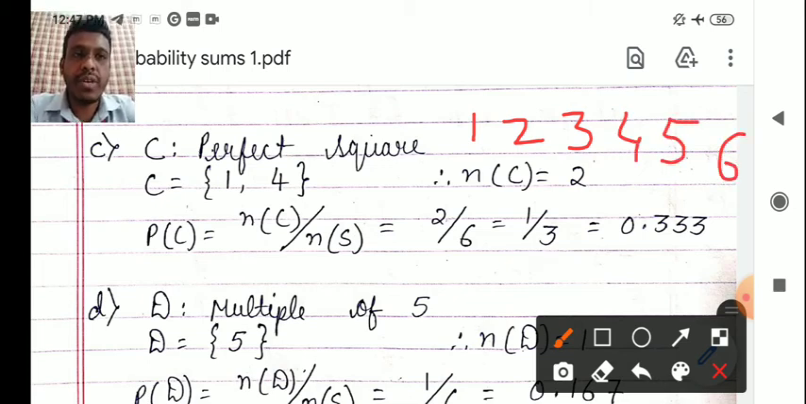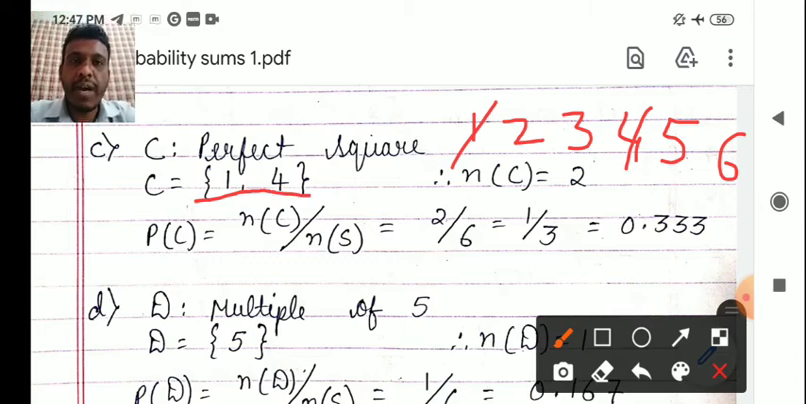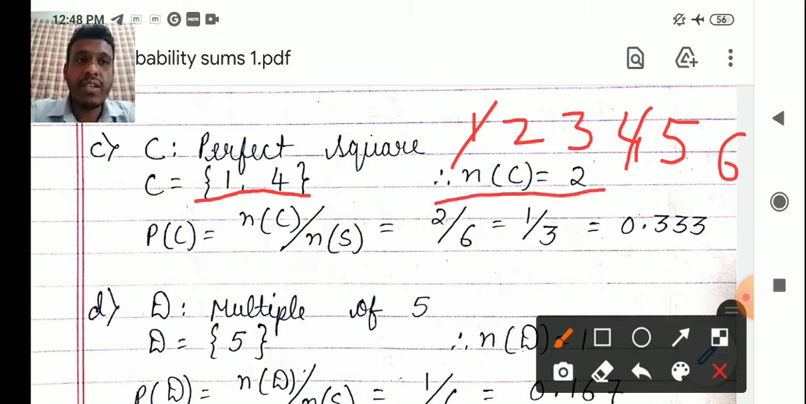Out of these numbers, 1 is a perfect square, 2 is not a perfect square, 3 is not a perfect square, 4 is a perfect square. So only these two numbers are perfect squares. They will fall in set C. Set C comprises two numbers which are perfect squares, so they are 1 and 4. So n of C is equal to 2.